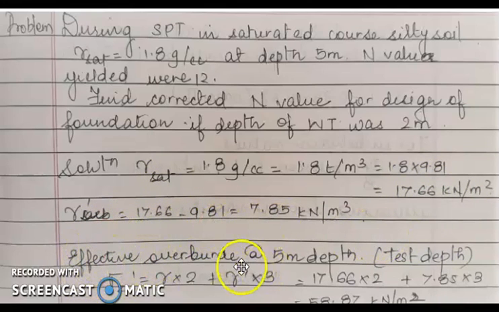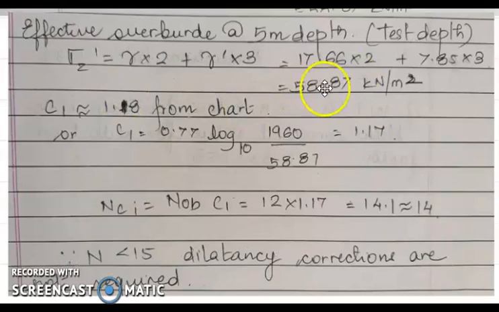Now how do you calculate effective overburden at 5 meters? At 5 meters you have the water table present at 2 meters. So about 2 meters will be saturated, and leaving these 2 meters, the remaining 3 meters is submerged soil. So gamma sat into 2 plus gamma dash into 3 gives you around 58.87 kilonewton per meter square as your effective overburden. So C1 from the chart, you get somewhere around 1.18.